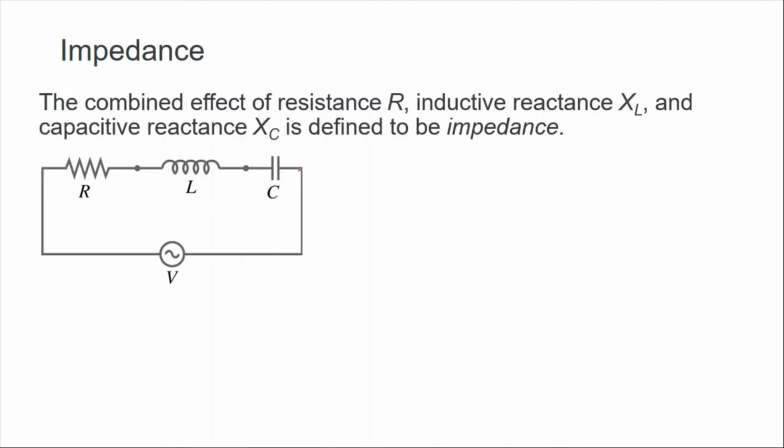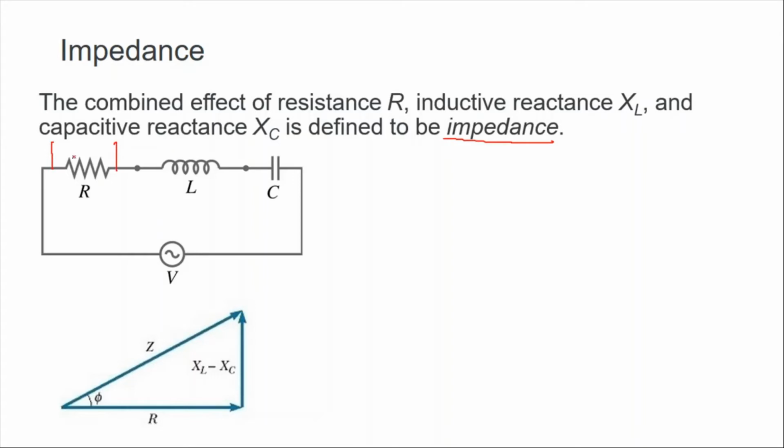The total opposition to the current in this circuit is called impedance. So how can we calculate the impedance in such a circuit? Now we know that we can write the voltage source, the voltage across all these elements. This is VR, this is VL, and this is VC.